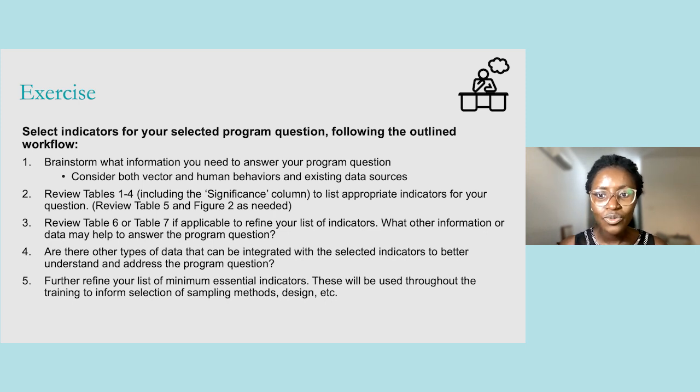Second, review tables 1 to 4, including the significance column, to list appropriate indicators based on your question. Also review Table 5 and Figure 2 as needed. Third, review Table 6 or Table 7 if applicable to your question and refine your list of indicators accordingly. Think through what other information or data may help to answer the program question.